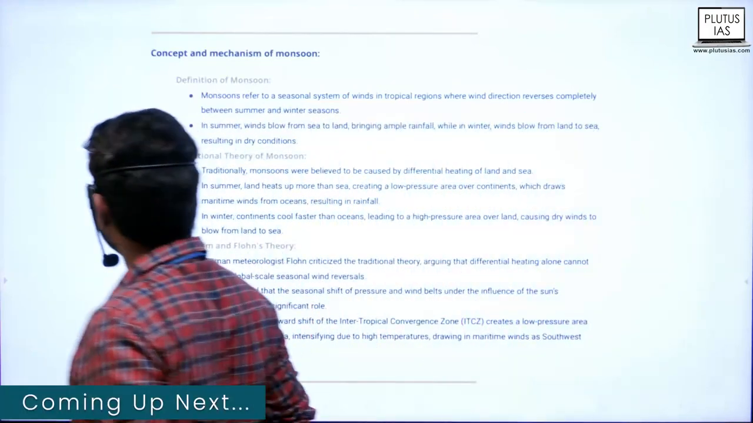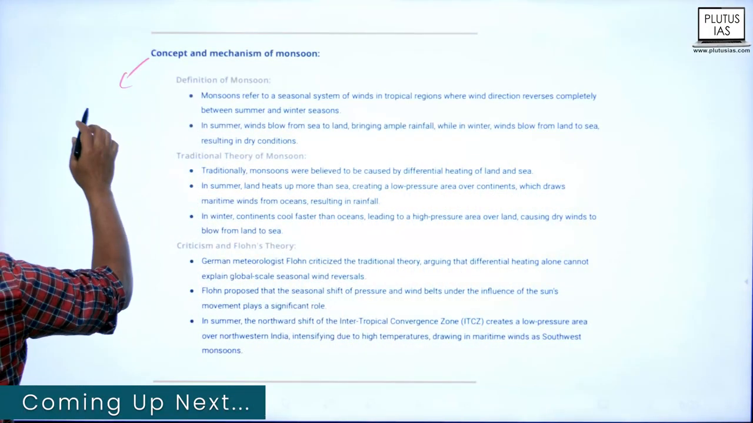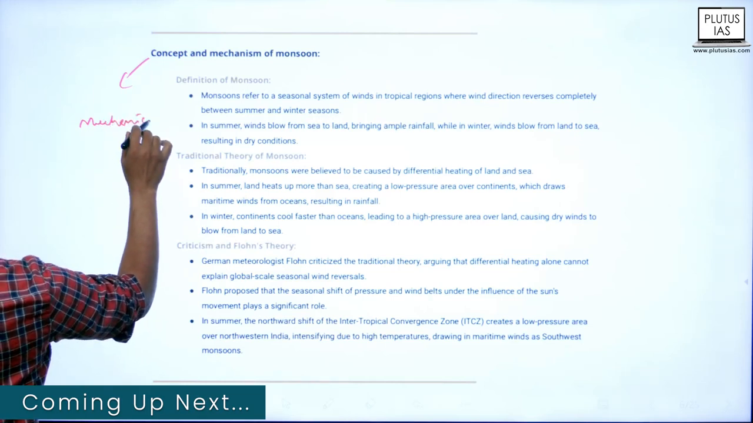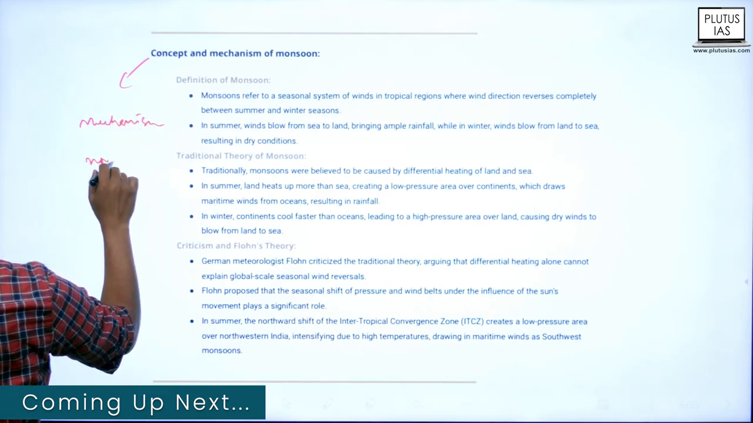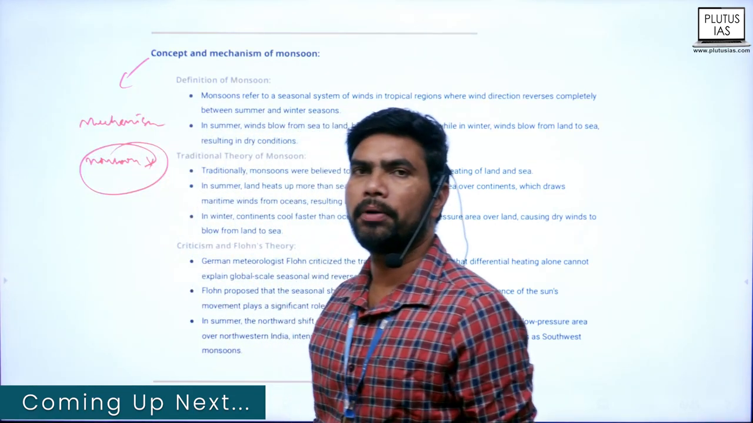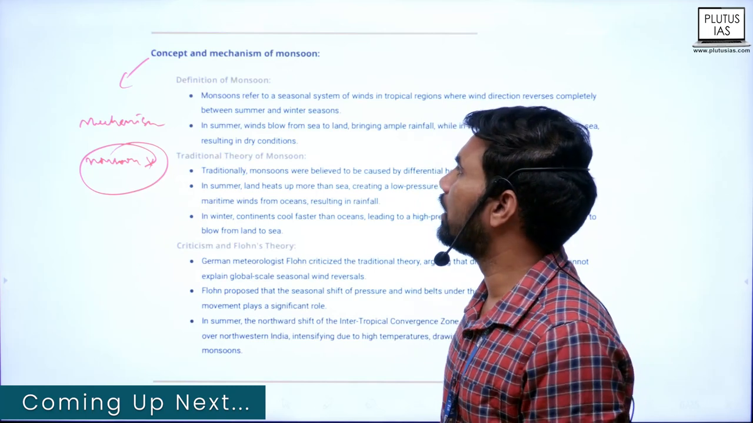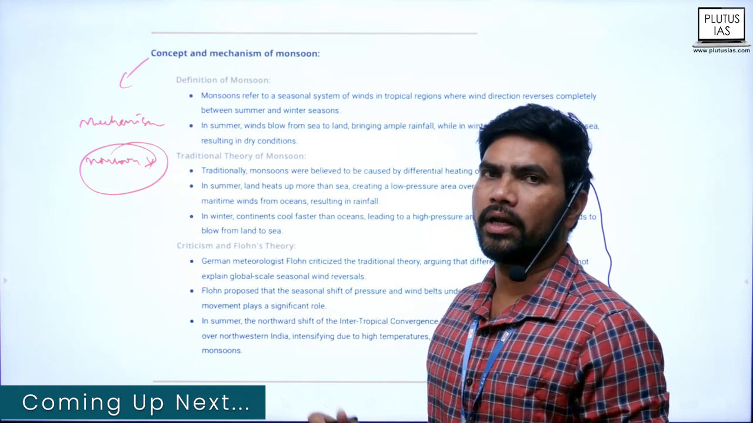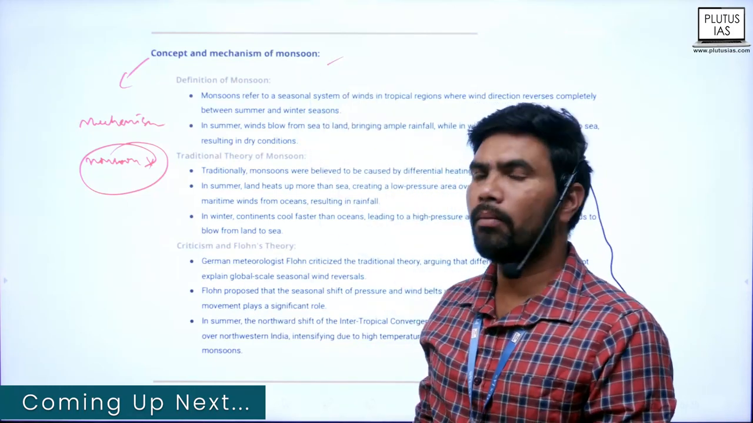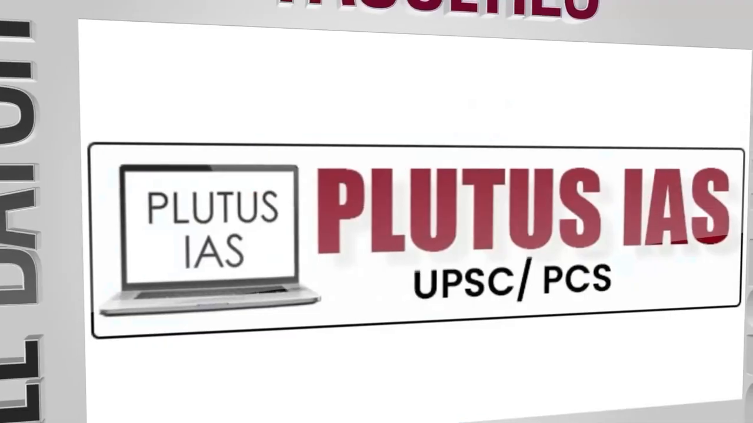So before studying the climatic seasons, we also have to understand the mechanism of monsoons, right? Because monsoons play a predominant role in the climate of India, we can define or understand better the climatic condition of India by understanding the monsoons only, right?